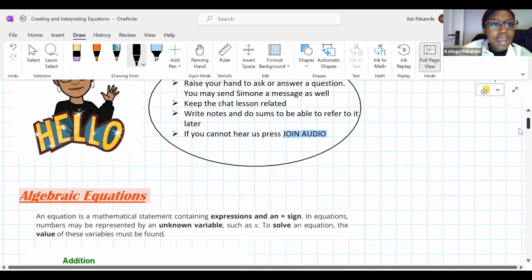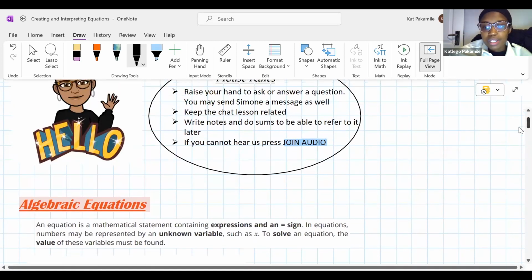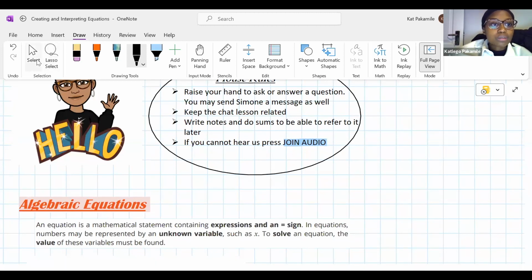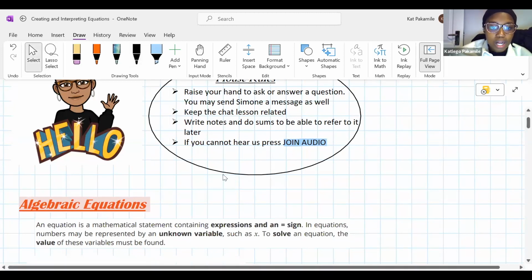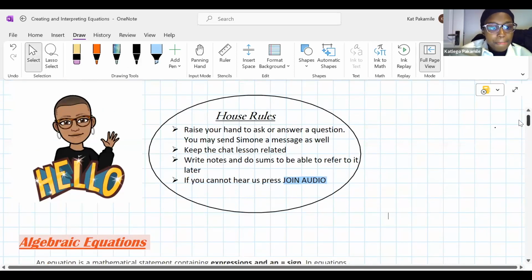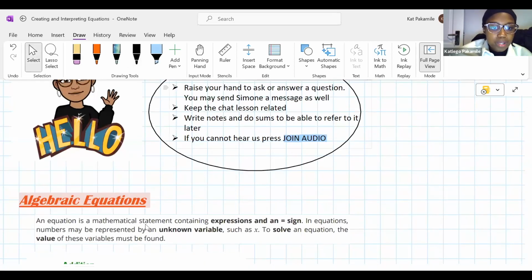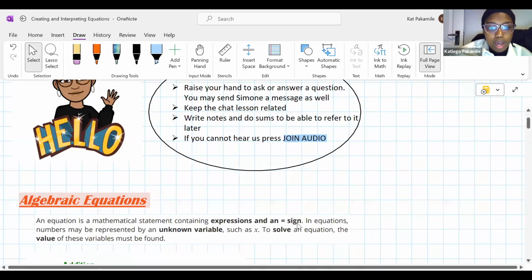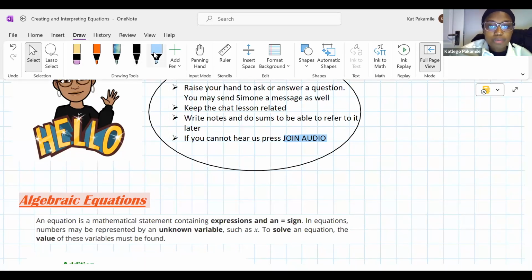Let's see. Today, we are starting with algebraic equations. Up until now, we have been doing algebraic expressions, okay? So an equation is a mathematical statement containing expressions and an equal sign. If you see this word equation and an equal sign, it is no longer an expression. We are now talking about an equation.